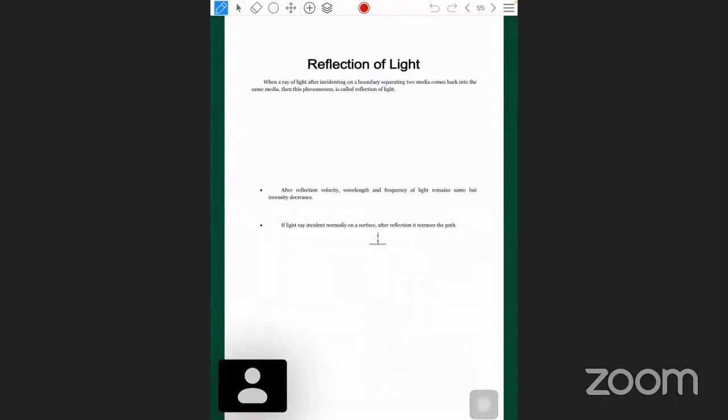Can you see the white color page on that green color board? Yes, sir. Okay, good.